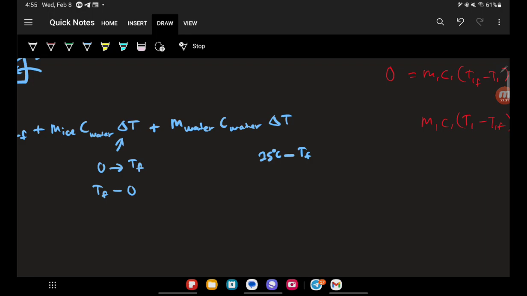You just like that, because if this is the process, it's not minus, this is 25 towards final temperature. So this approach is not necessarily for a decrease or an increase in temperature. You can apply it for both.